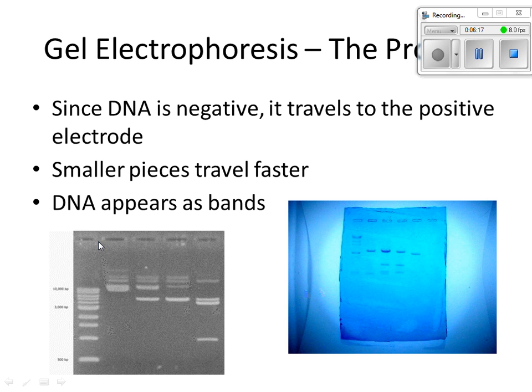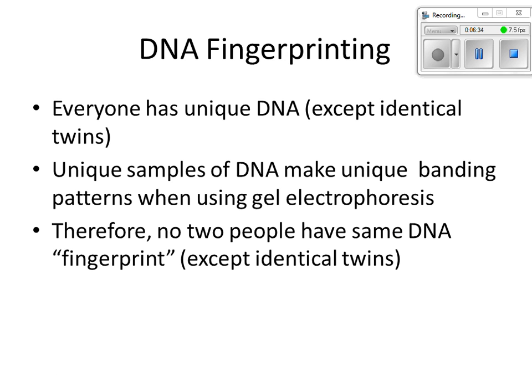All right, now everyone's DNA fingerprint is different. It is totally different because everyone's unique. And so the only one that might have a similar DNA fingerprint is an identical twin. But this is how electrophoresis works. Again, the DNA fingerprint is unique, and unique samples of DNA make unique banding patterns, and therefore no two people have the same DNA. And this is what we use in the crime scene labs, or even paternity cases, to figure out who belongs to who, or if you really were at the scene of a crime.